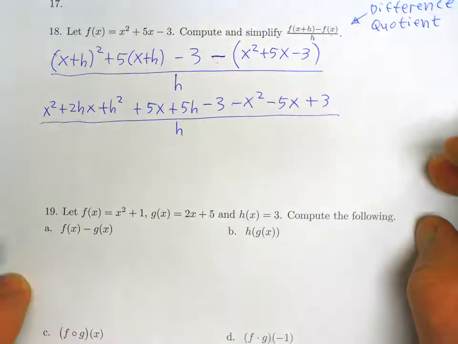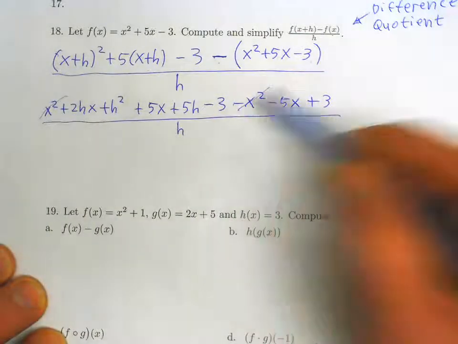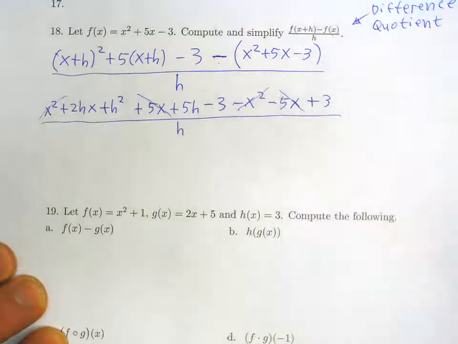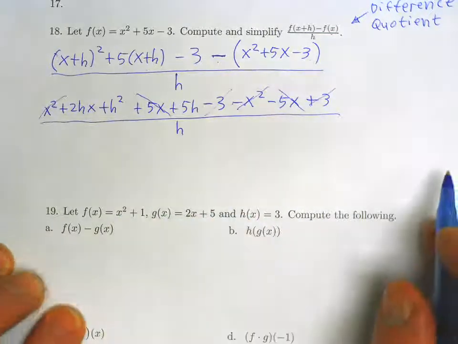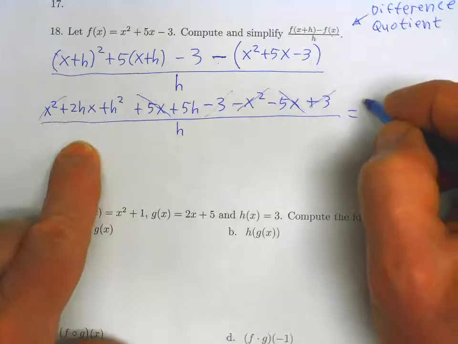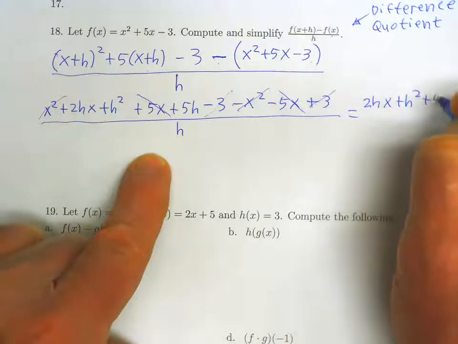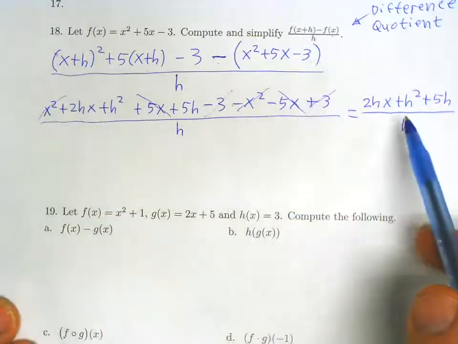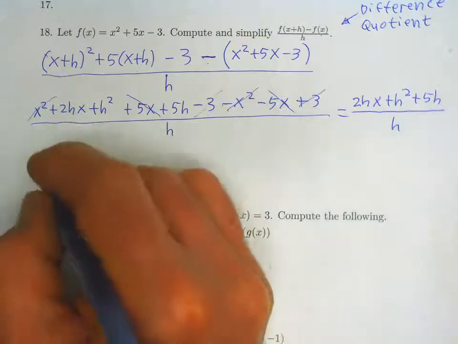And a number of the terms combined with others to make 0: x squared minus x squared, the plus 5x minus 5x, and the minus 3 plus 3. So in the next step, we write the survivors. Okay, so the survivors are 2hx plus h squared plus 5h, all divided by h. And every term in the numerator has at least one factor of h, so we factor h out.